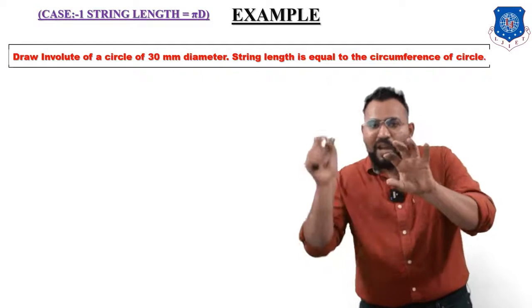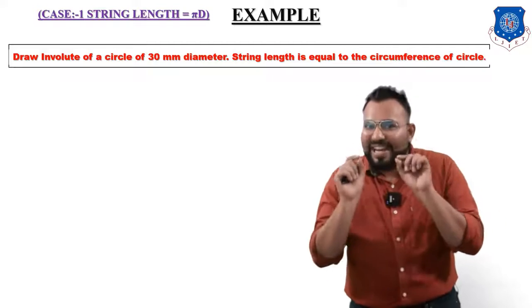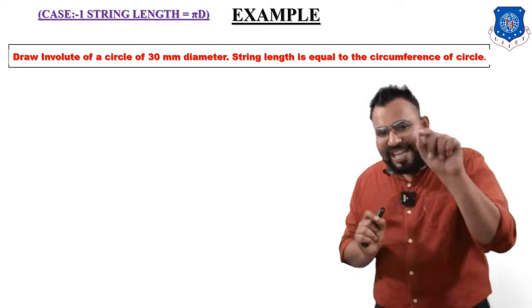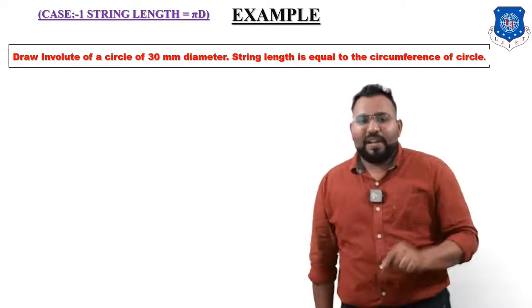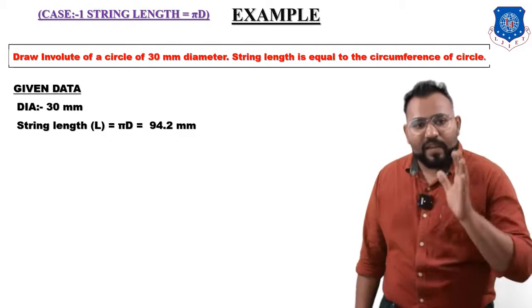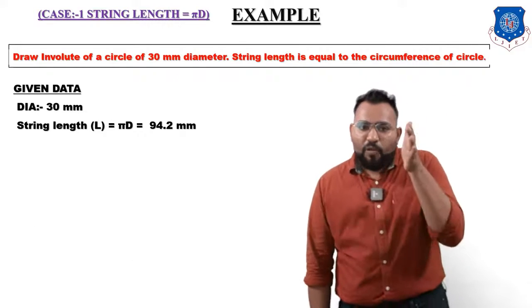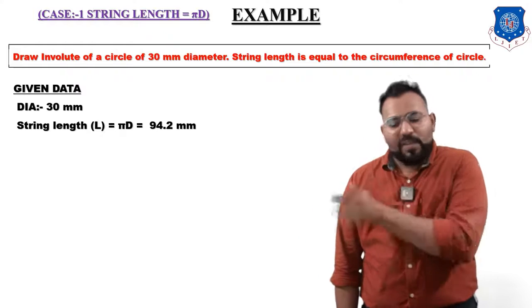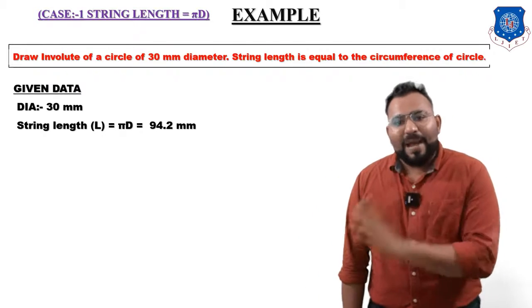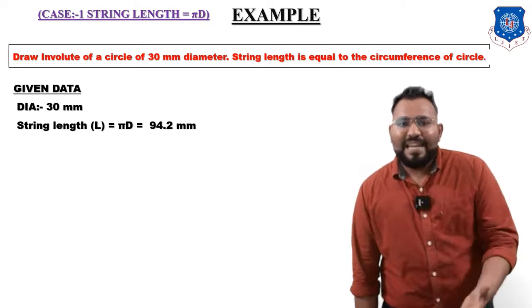I am going to wound a string on a circle, and string length is equal to pi d, because here he has given that you have to take string length equal to circumference of circle. So first write the given data. In given data we have a diameter of circle which is equal to 30 mm, and string length is equal to circumference of circle. But I know that circumference of a circle is nothing but pi d. So we have to take string length L is equal to pi d.